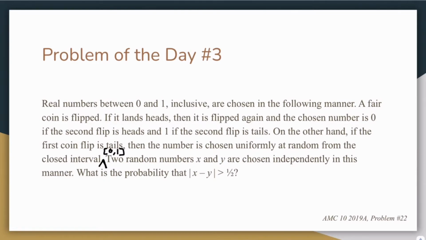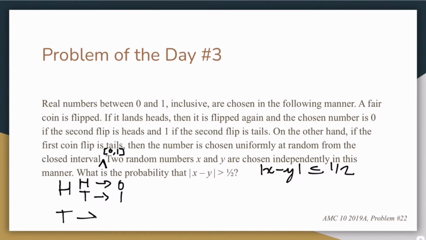Well, I think it will be easier to first calculate the probability that the absolute value of x minus y is less than or equal to 1/2. So let's write down the cases for a possible random number. If it lands heads, then it is flipped again. If it's heads, then it's 0. If it's tails, then it's 1. Now, if it lands tails, then it is the closed interval [0, 1].